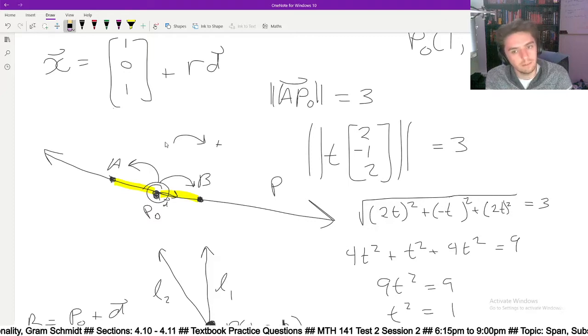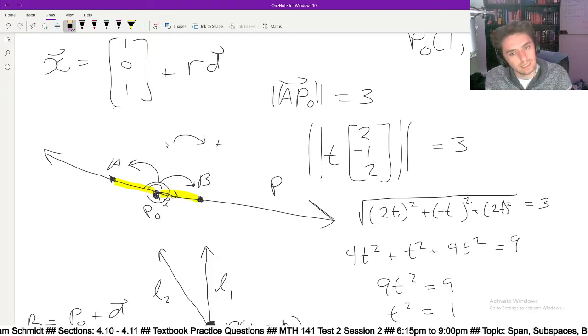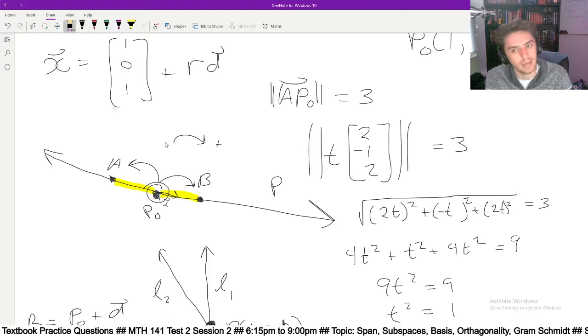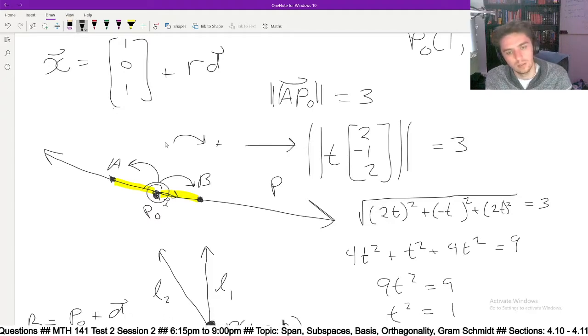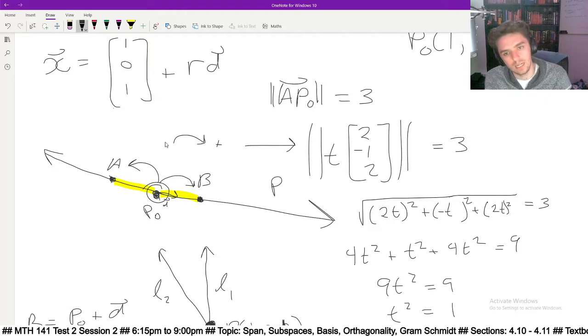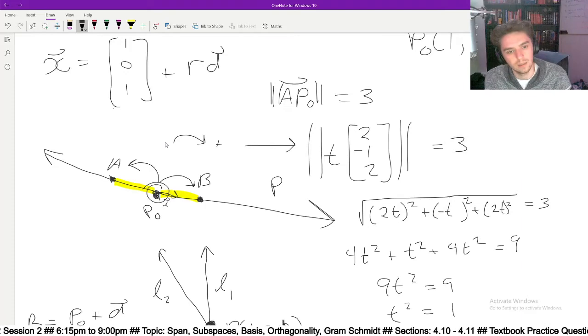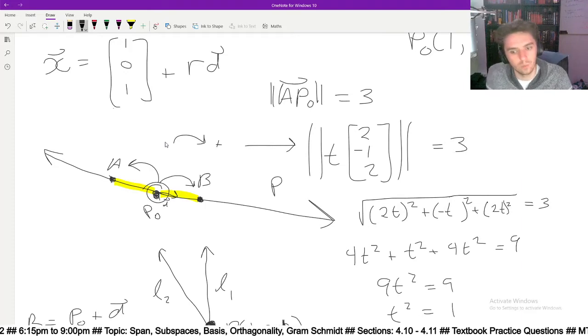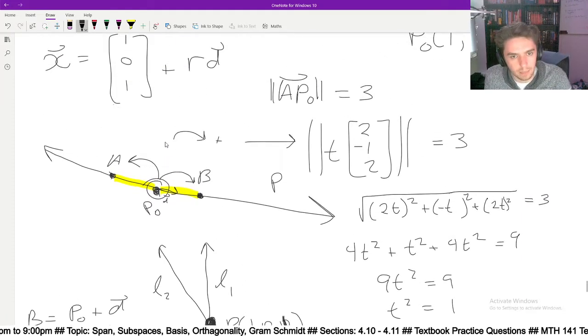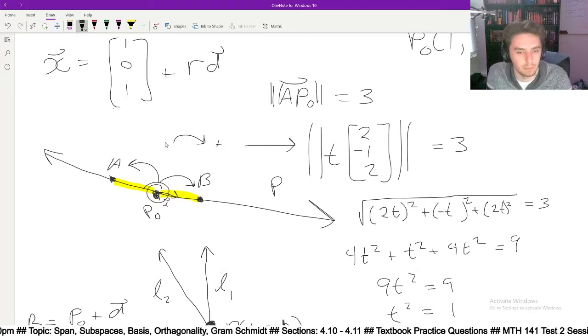So what I need to figure out is what multiple of the direction vector will have a magnitude of 3. The magnitude of t times the direction vector equals 3. I'm trying to figure out what that t is, because that'll let me actually find the specific points A and B, right?